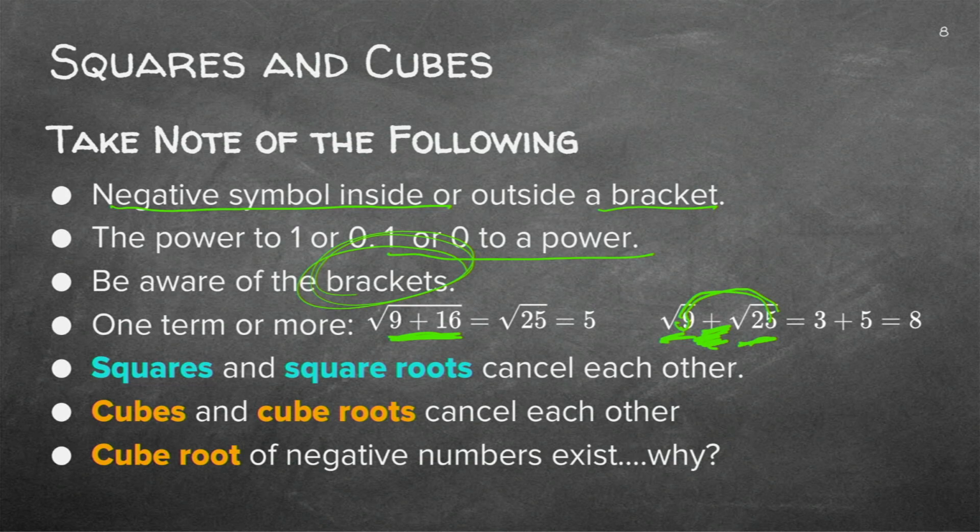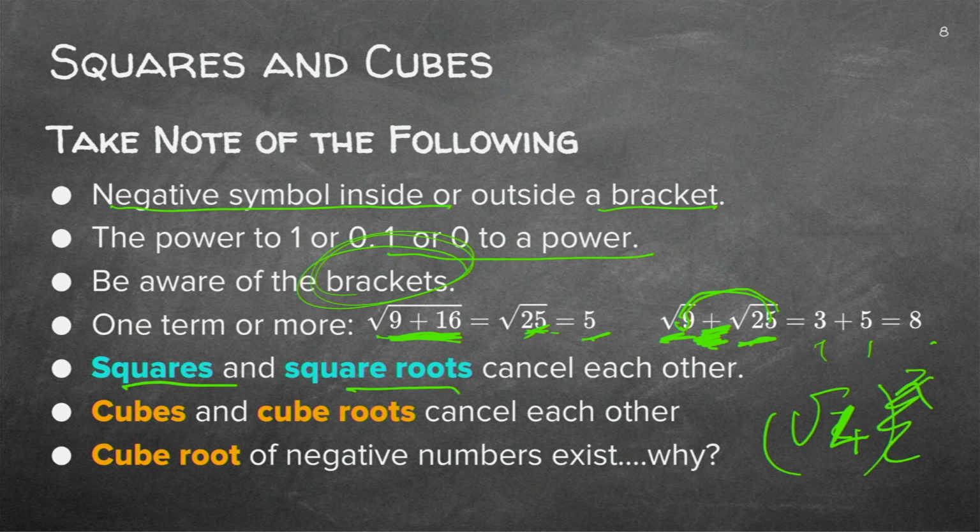So this is 2 terms, so I'm going to separate them and my answer is 8, whilst this is 1 term, add them under the square root sign and have your answer 5. I'm going to do another example of that. Squares and square roots cancel each other. If you have the square root, so for instance, of 4 square, all of this cancel out. We will do another example of that again.